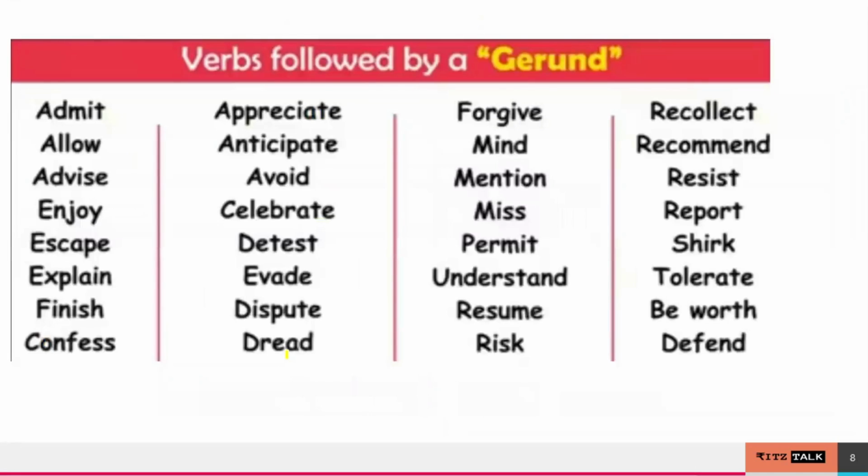Okay, so now these are some of the verbs. These are lists of some of the verbs followed by a gerund. After these, only gerund is used. He admitted smoking. He appreciated working. I appreciated working. Yeah, his working. I mind doing this. Okay? So these are the verbs where only gerund is used. This list I will share with you.